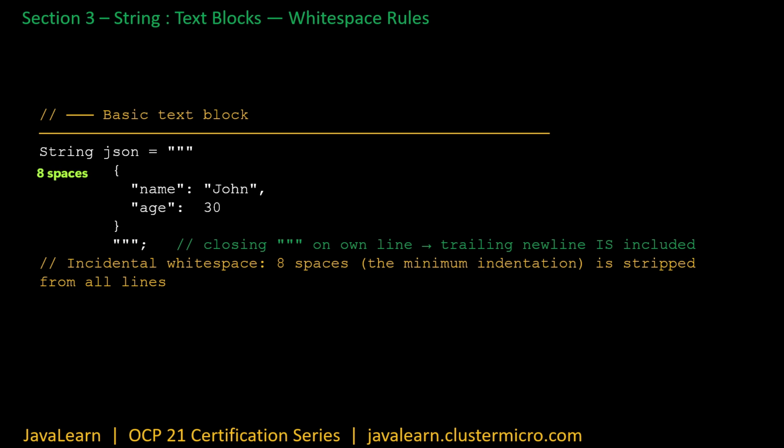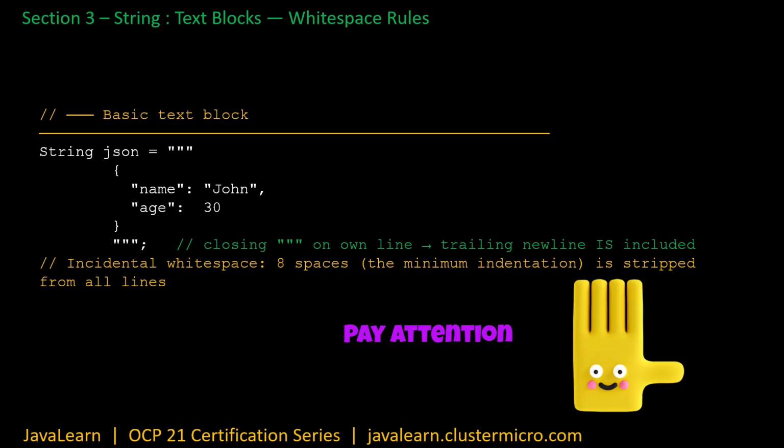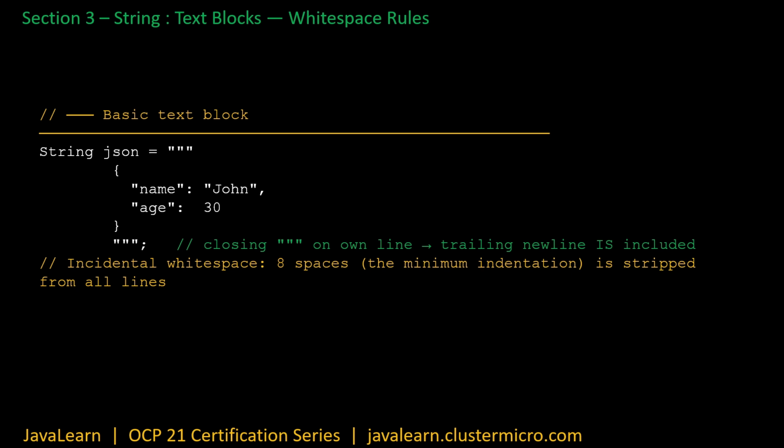And now about the closing triple quote. It's on its own separate line indented at column 8, right? So this is the critical detail of our trailing new lines. When the closing triple quote is on its own line, there is a new line character that came just before it, the new line that ended the last content line containing the closing brace. So Java includes that new line in the string content. The resulting string therefore ends with a new line character.